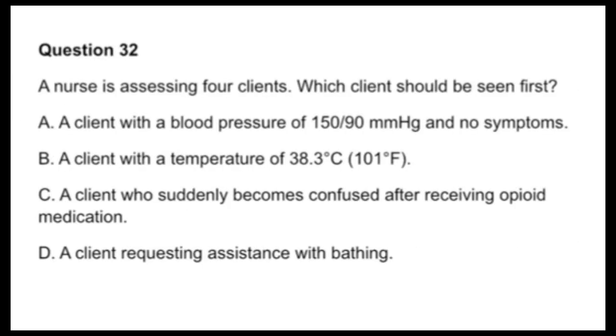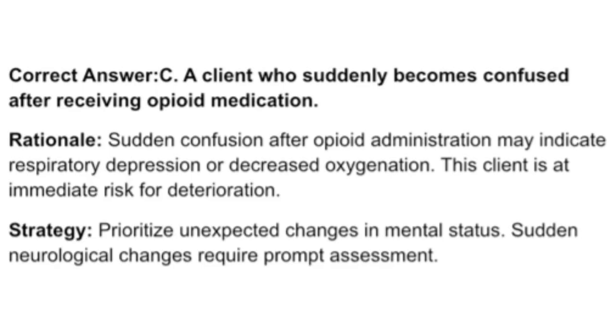Question 32. A nurse is assessing 4 clients. Which client should be seen first? A. A client with a blood pressure of 150/90 mmHg and no symptoms. B. A client with a temperature of 38.3 degrees Celsius (101 degrees Fahrenheit). C. A client who suddenly becomes confused after receiving opioid medication. D. A client requesting assistance with bathing. Correct answer. C. A client who suddenly becomes confused after receiving opioid medication. Rationale.